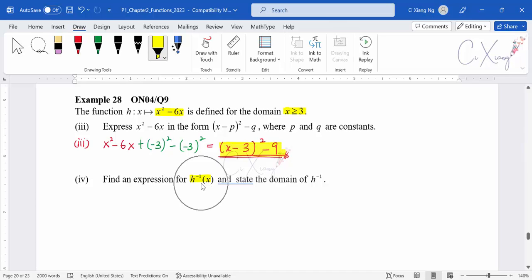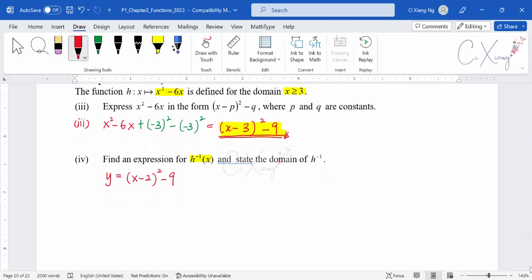So to find the inverse function, again, I will let y equal the original function. This is my original function, but of course, I don't want to use it. I want to use the complete square form. So I change it to become (x minus 3) squared minus 9. Again, I want to rephrase it from y equals something to x equals something in terms of y. So I will slowly move everything over. Then I have y plus 9 equals (x minus 3) squared.